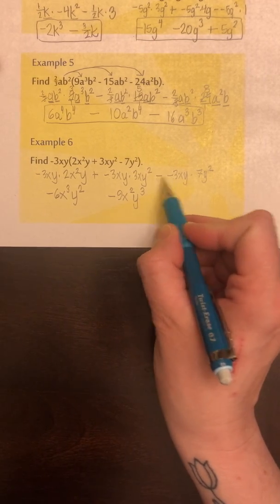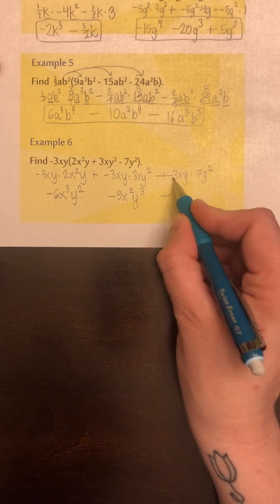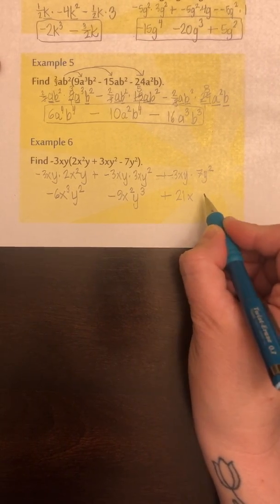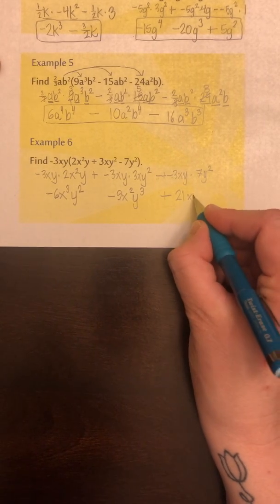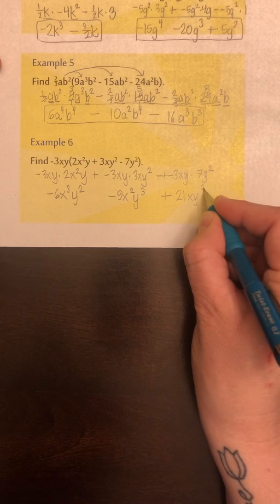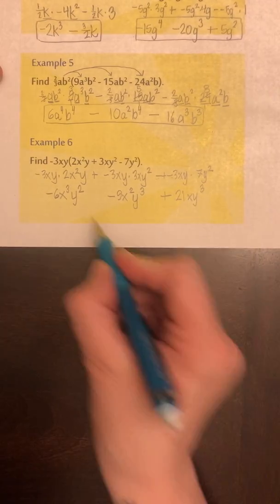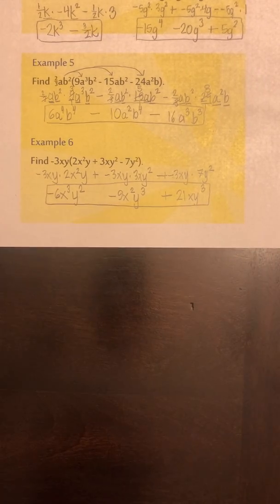Lastly, I have these two negatives. I'm going to go ahead and turn that into a plus sign right there. And 3 times 7 turns into 21. Keep the base of x. Actually, there's only one x, so that's it. It stays the same. But for the y's, keep the base, add the exponents. So I end up with a plus 21xy cubed. And this is my final answer, as none of those are like terms.